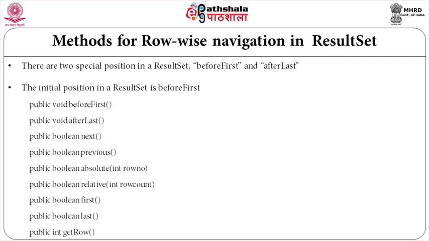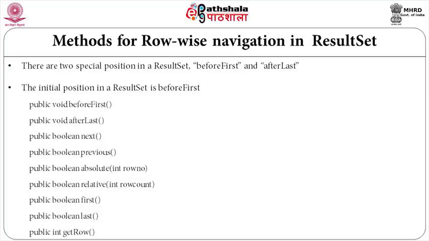And then we also have the methods called before first and after last to move to those special row positions. Before first is one special position, and after last is another special position. So all these are methods for row-wise navigation within the result set. We also have another method to know your current position. What is the current row number?